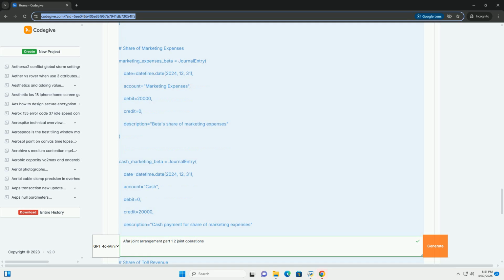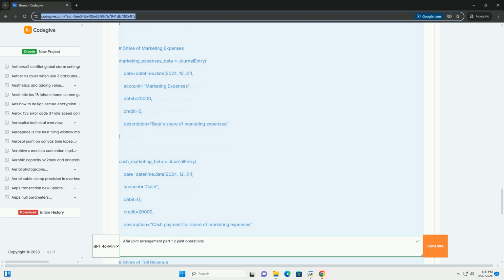Summary of accounting treatment for joint operations. Item, accounting treatment. Assets contributed: remain on the operator's balance sheet. Jointly controlled assets: each operator recognizes their share of the asset. Liabilities incurred: each operator recognizes their share of the liability. Revenue: each operator recognizes their share of the revenue. Expenses: each operator recognizes their share of the expenses.